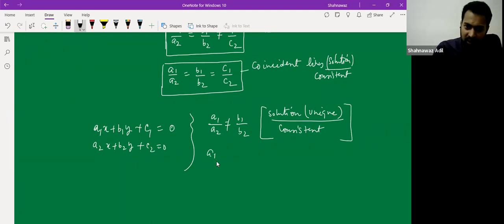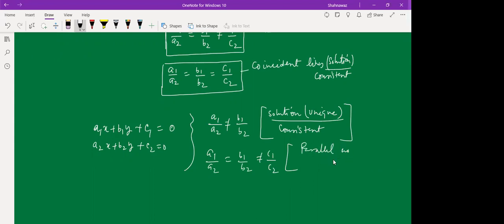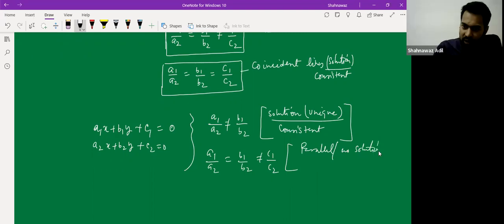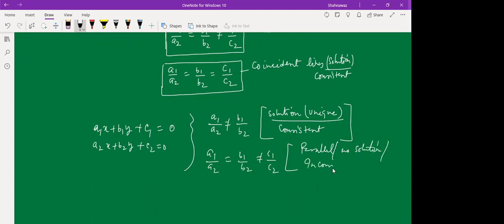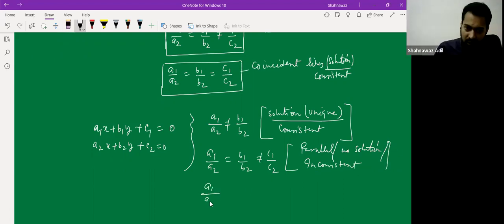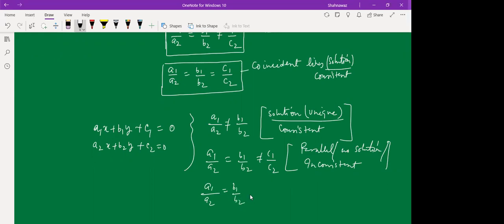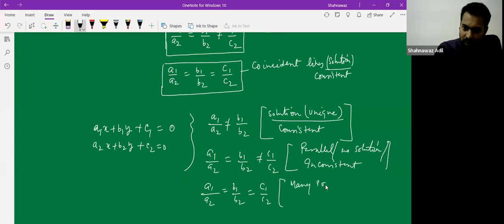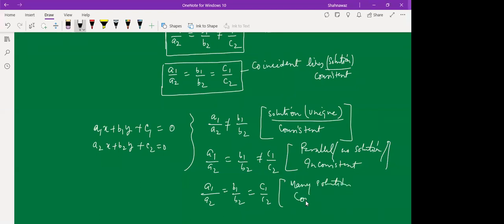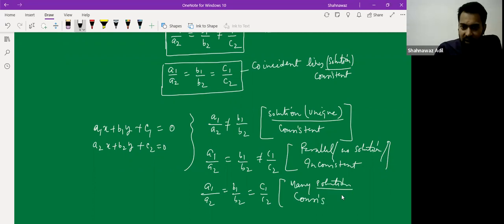So the second case: A1 by A2 equals B1 by B2 and not equal to C1 by C2. So this was the parallel one, right? No solution. And what other thing? Inconsistent, right? And the other was what? All were equal. Many solutions. Consistent. Again, consistent. So if you have a solution, then the system is consistent, right?